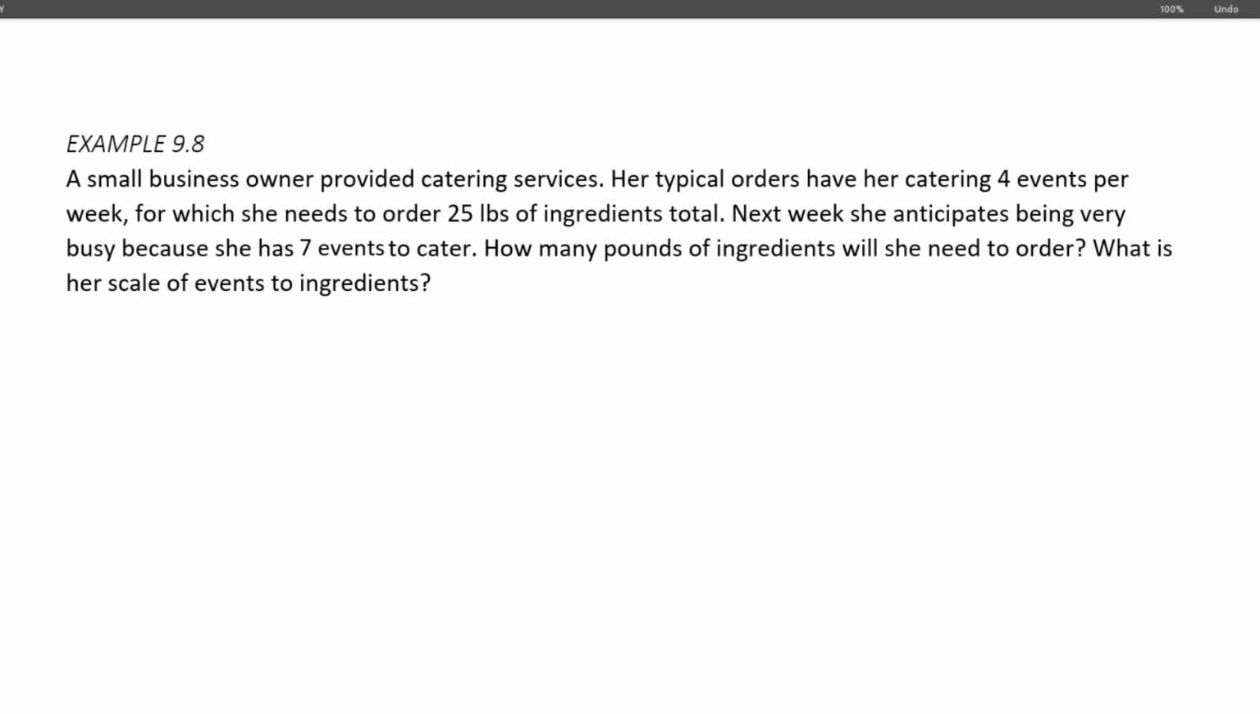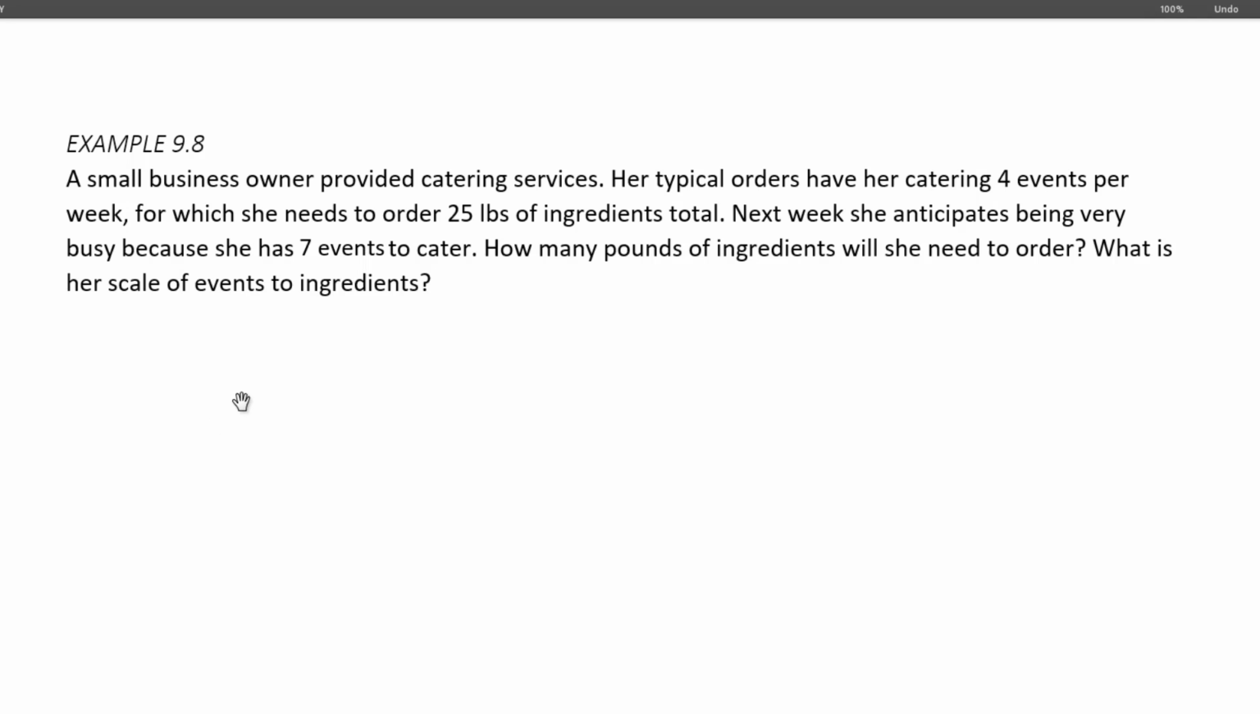Example 9.8 says a small business owner provided catering services. Her typical orders have her catering 4 events per week, for which she needs to order 25 pounds of ingredients total. Next week, she anticipates being very busy because she has 7 meals to cater. How many pounds of ingredients will she need to order? What is her scale of events to ingredients?